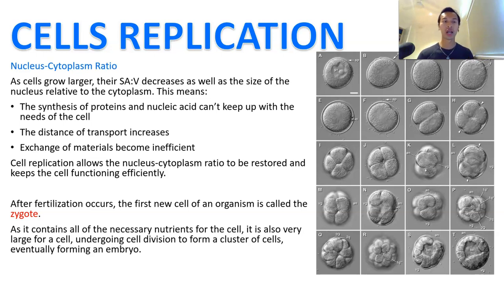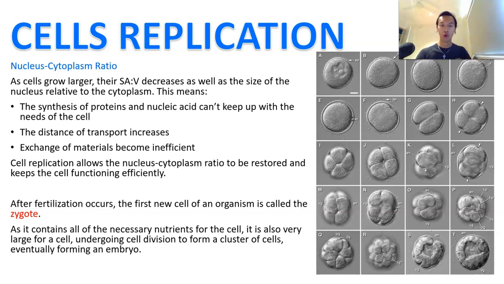So cell replication allows the nucleus to cytoplasm ratio to be restored, right? As it grows, becomes more inefficient, halves, and then that ratio becomes restored, and then it continues to function efficiently. So every time a cell gets up to a certain size, it would want to replicate rather than continue to grow. Now, after fertilization occurs, the first new cell of an organism is called the zygote.